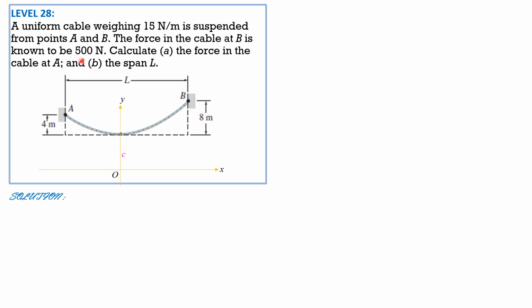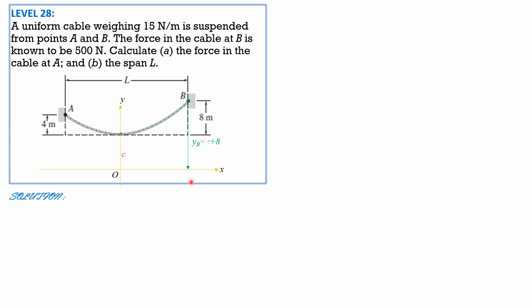Knowing the tension at B, we have tension equals W times Y, and Y at B is C plus 8. From there we can solve for C. Then the tension at A is W times C plus 4, since C is already known. Then apply Y equals C cosh of X over C to solve for XA, then also for XB. Finally, we solve for L, which is XA plus XB.